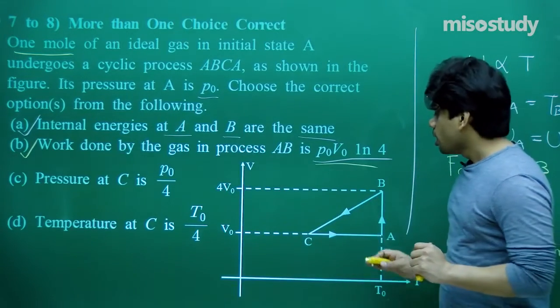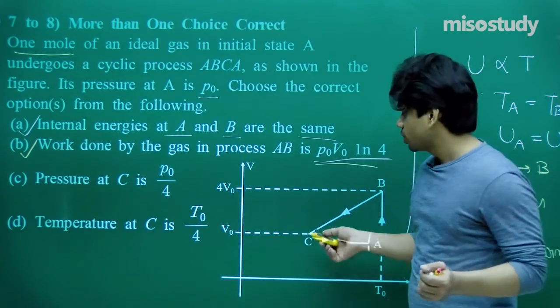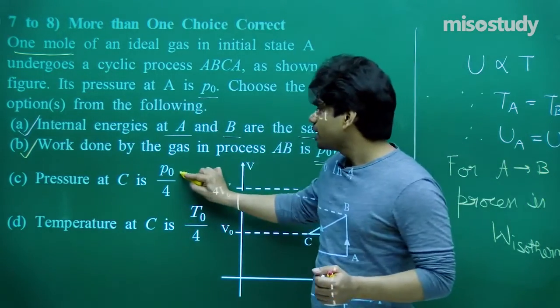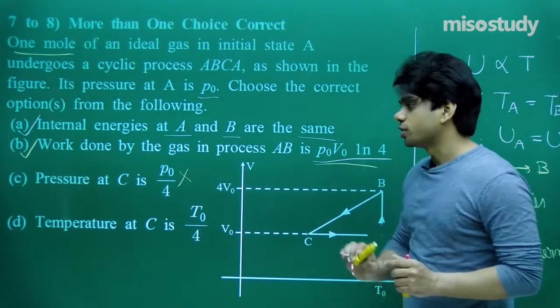We cannot evaluate because we don't know about the temperature, what's happening. So we cannot evaluate the value of pressure at C. Nothing can be commented on it because it's not given in the question. This line is passing through the origin.